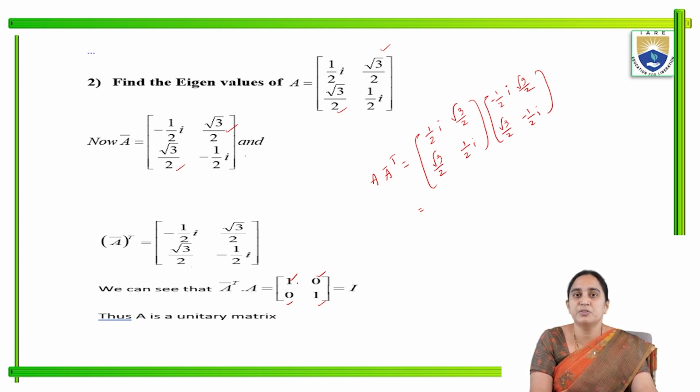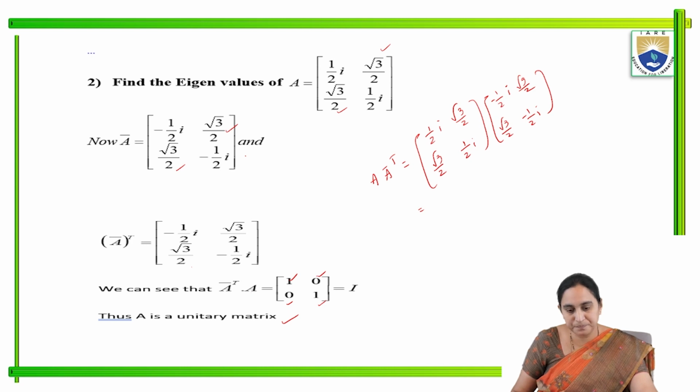Therefore, from the definition of unitary, A into A bar transpose is equal to I. Therefore, the given matrix is a unitary matrix.